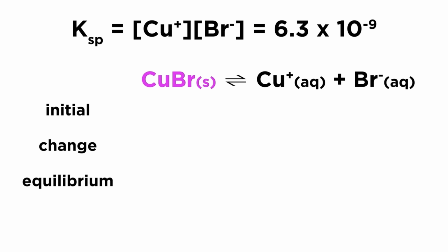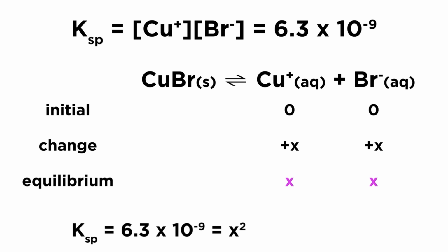In this, we will not list any values for copper bromide, as this is a solid. The ions themselves will start at 0. The change will be x because of the 1:1:1 ratio, and this means that the equilibrium concentrations of the ions will also be equal to x. Therefore, the KSP will be equal to x squared, and x will be 7.9 times 10 to the negative 5 moles per liter.